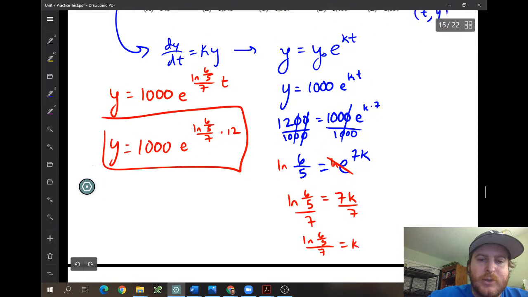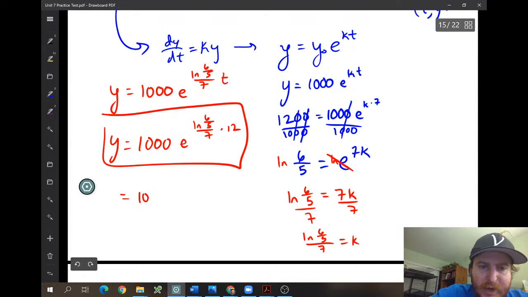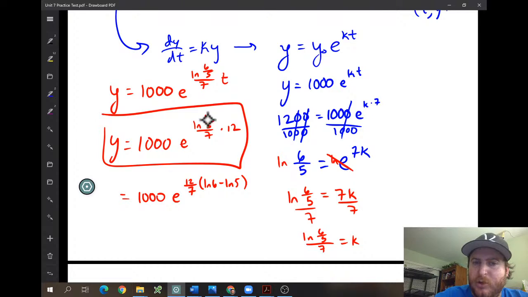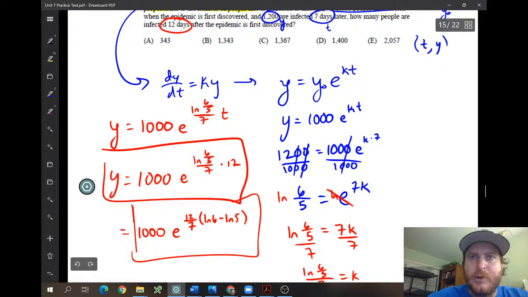They could as well maybe put 1,000 e to the, move the 12 over 7 in front, and put this as ln of 6 minus ln of 5. They could do that, right? Because when you divide, that turns into subtraction. So that could work as well if it was multiple choice and they gave you those as answers. But in this case, they gave us numbers.